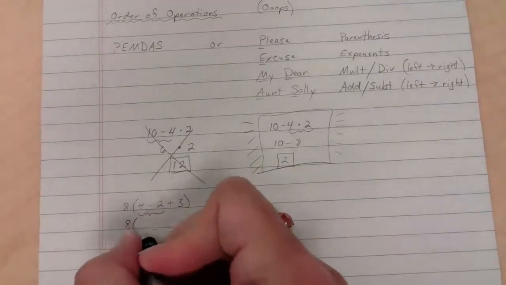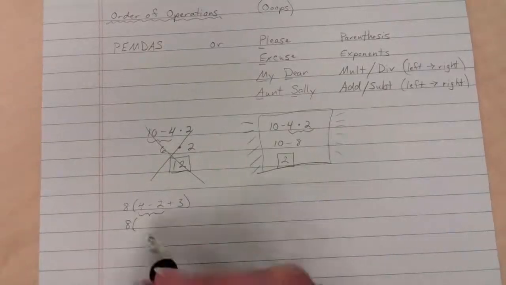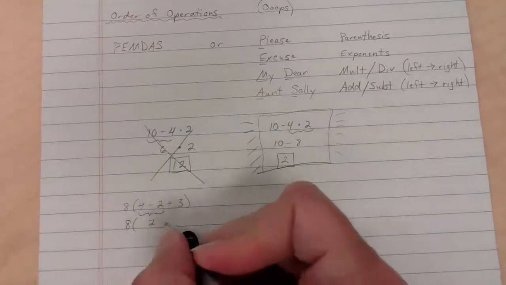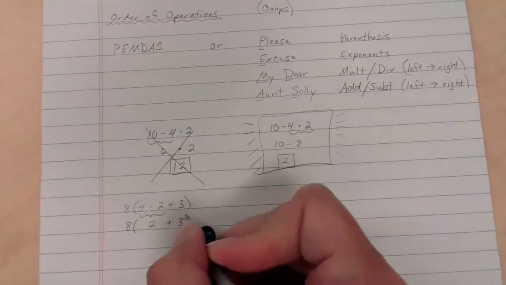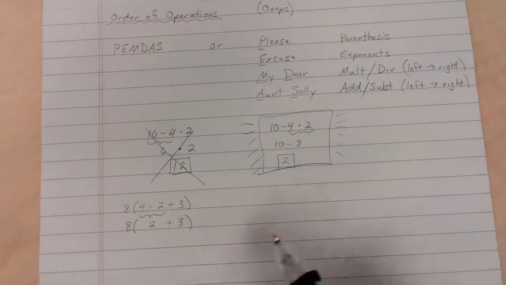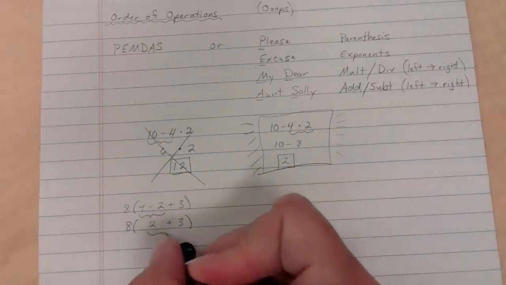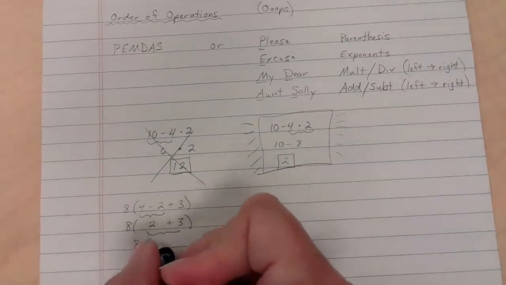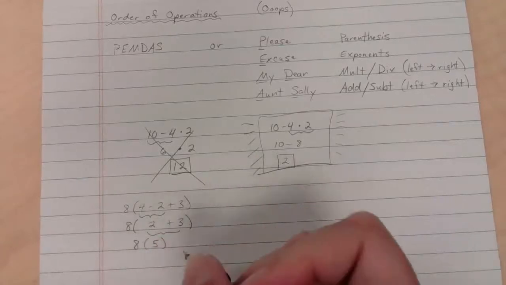So 8, we're going to hold on to. The parenthesis we're going to leave there. 4 minus 2 is 2. We keep our plus sign, we keep our 3. There we go. One step closer to simplification. We still have something we can do in parentheses, so we're going to stick with the parentheses. 2 plus 3, that'll come next. 2 plus 3, otherwise known as, now we've got 8 times 5.